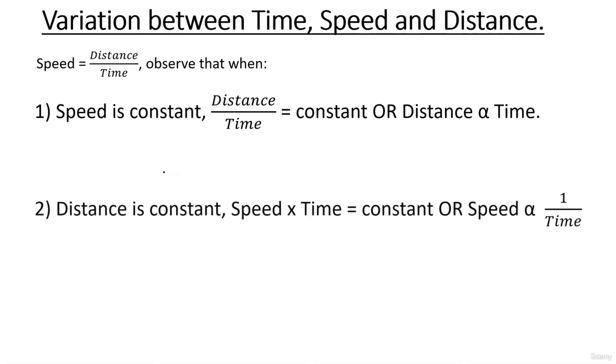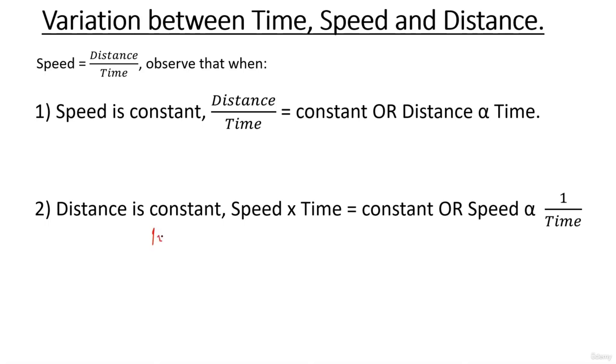Something similar you will observe when distance is constant. As I told you about the formula and the meaning of speed, speed equals distance upon time. Whenever distance is constant, the product of speed and time becomes constant, right? Whenever the product of two quantities is a constant, we can say that they are inversely proportional, right? So in this case, since the distance is constant, the speed is inversely proportional to time.